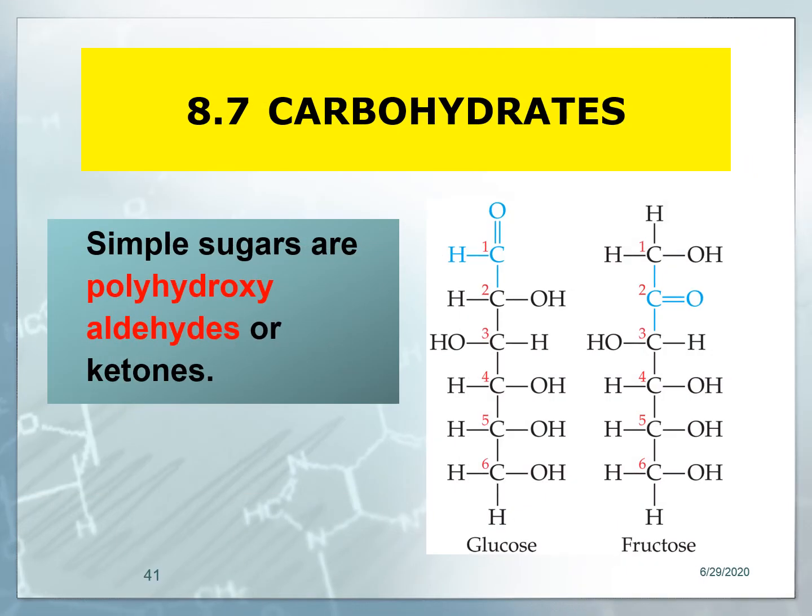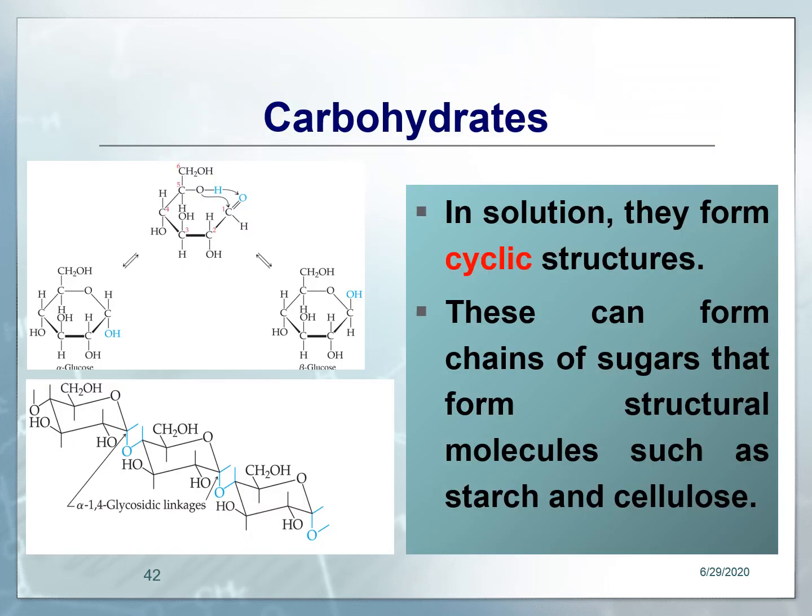The next biopolymer is carbohydrate, which is an important class of naturally occurring substances, found in both plants and animals. Sometimes we call it sugar. Simple sugars are polyhydroxyaldehydes or ketones, such as in the examples here, glucose and fructose. However, in solution, they form cyclic structures, as you can see in these examples. These can form chains of sugars that form structural molecules, such as starch and cellulose.